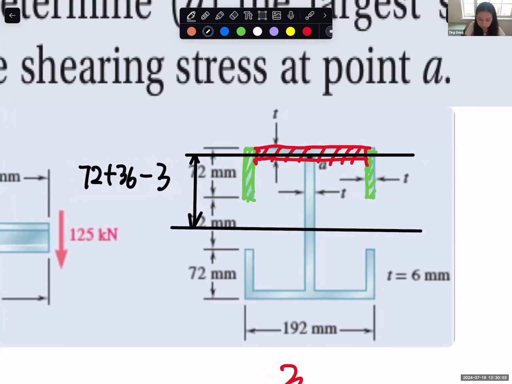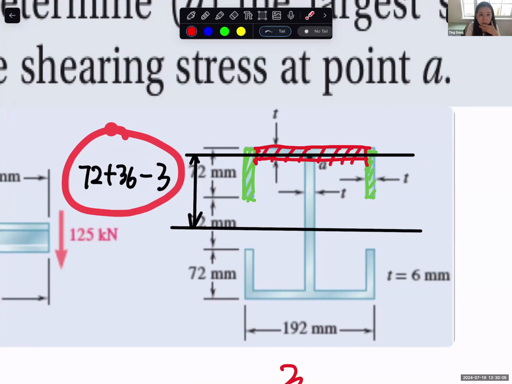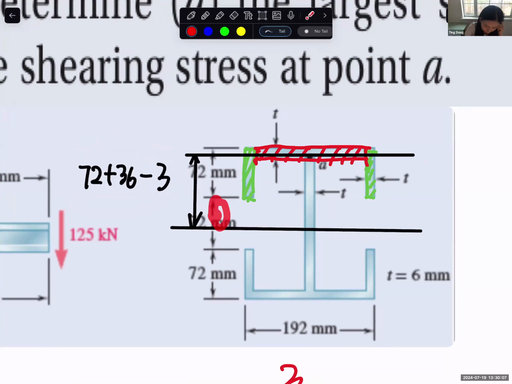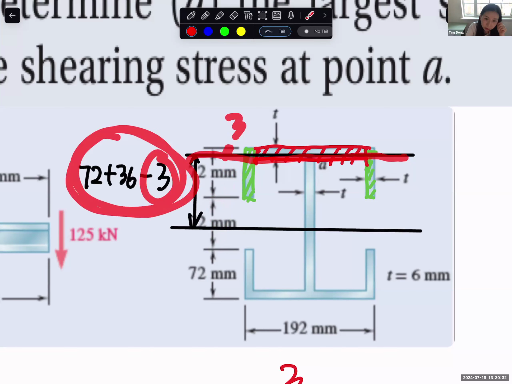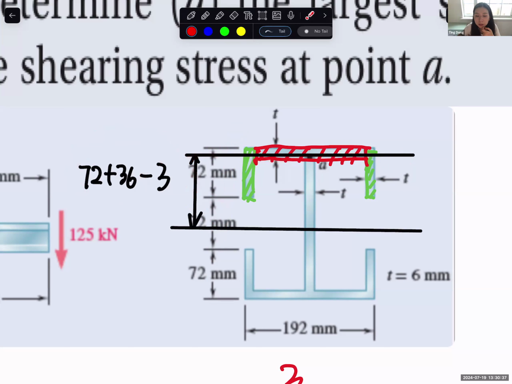Is this correct? Are you guys confused about this one? So it's equal to this part. This is half of 72, right? This is 36. And the whole top part is 72. So this part minus this part. And since this black line passes through the centroid of the red area, above this centroid, about here, is half of the thickness. So this is 3. That's why I have minus 3. So now this is the y bar for the red area, 105. Make sense? Any confusion here?